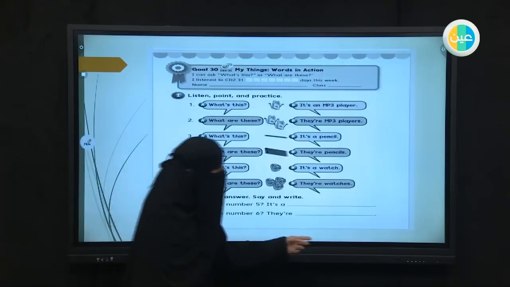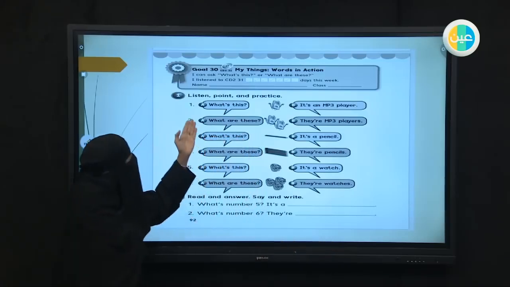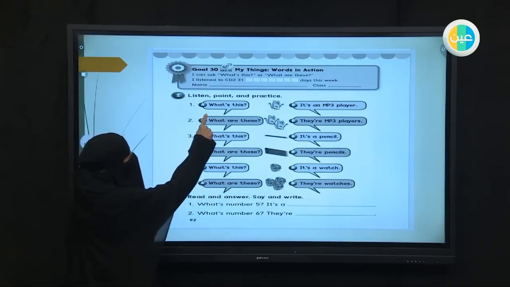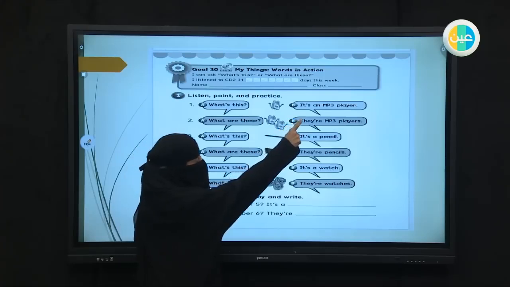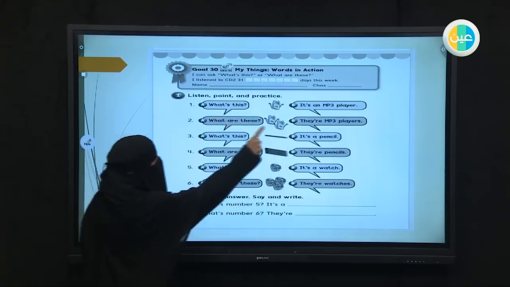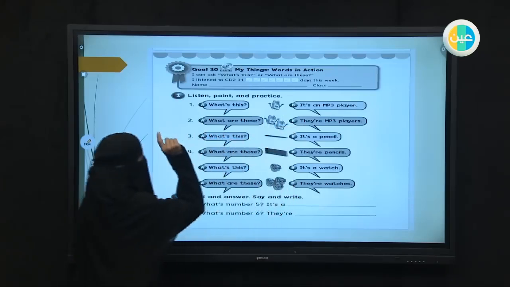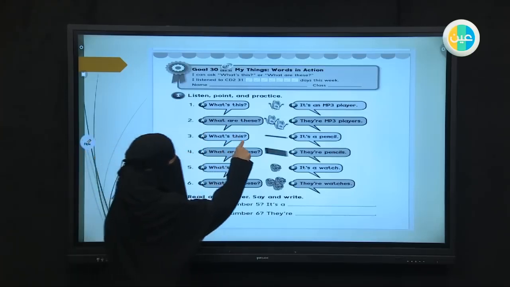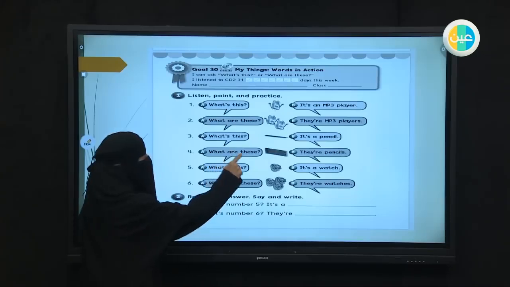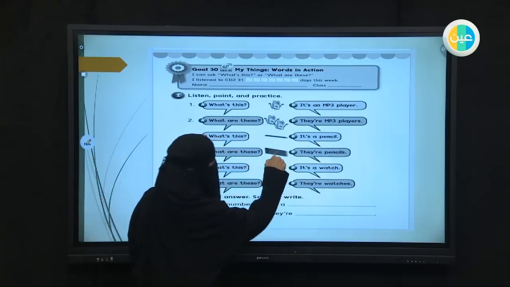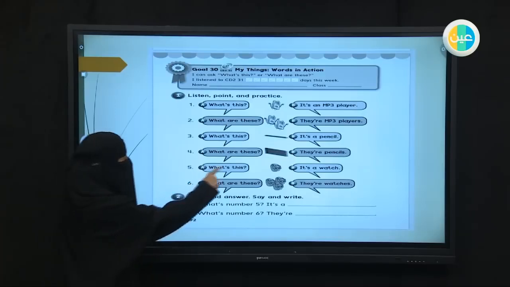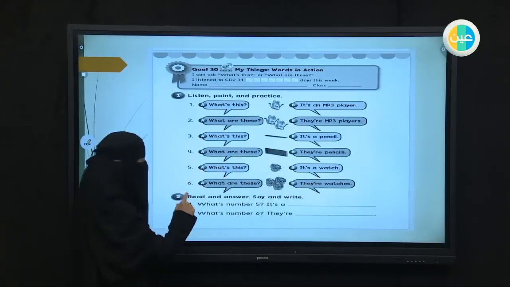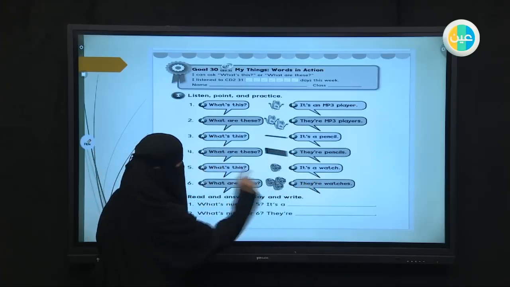Here we're going to go to page number 92. And here you're going to be practicing singular and plural. Okay? So number 1, what's this? It's an MP3 player. What are these? They're MP3 players. You see, so one is singular, one is plural. And number 3, what's this? It's a pencil. What are these? They're pencils, many pencils. What's this? It's a watch. What are these? They're watches. Read and answer, say and write.